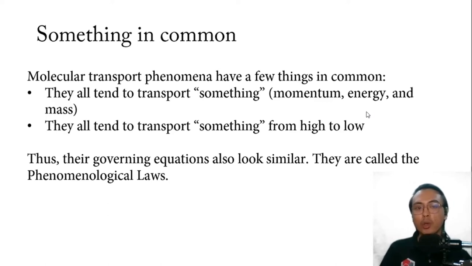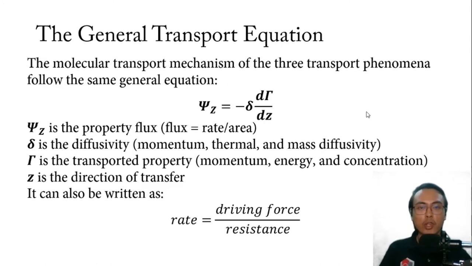With all of those things in common, we would expect that the governing equations for those three transport phenomena would also look similar. And we call those phenomenological laws. This is the general transport equation which describes momentum, heat, and mass transfer. Okay? The molecular transport mechanism of the three transport phenomena follow this general equation. This is psi z is equal to negative del multiplied by the ratio d gamma over dz. So what are these parameters? The parameter psi, we call that the property flux. The flux is defined as the ratio of the rate of transfer over the area of transfer. The del here is what we call the diffusivity, and for momentum, heat, and mass transfer, the diffusivities are momentum diffusivity, thermal diffusivity, and mass diffusivity.